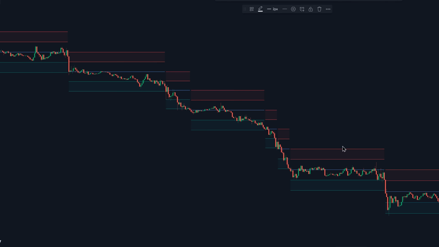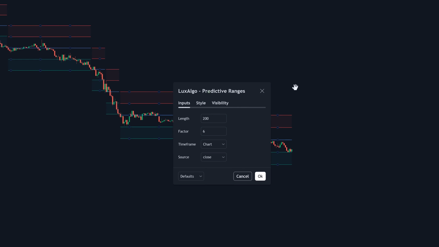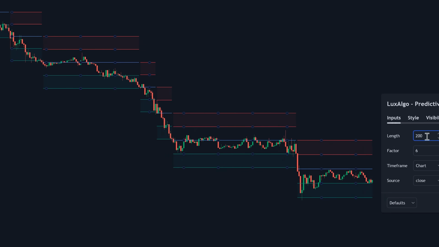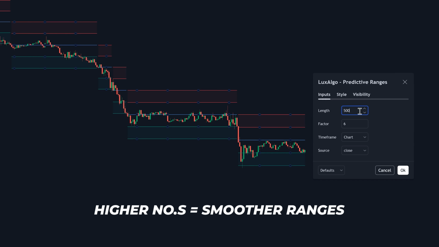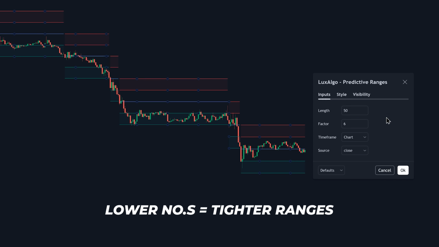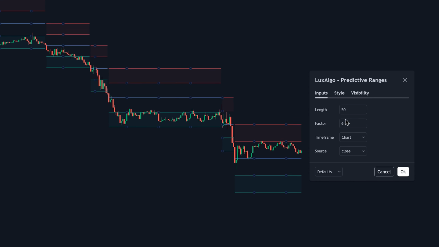Now, in the settings of this indicator, you can see that we can change the length. This setting adjusts the ATR length used in the calculation. Higher numbers provide smoother and wider ranges, while lower numbers generate tighter and more sensitive ranges.